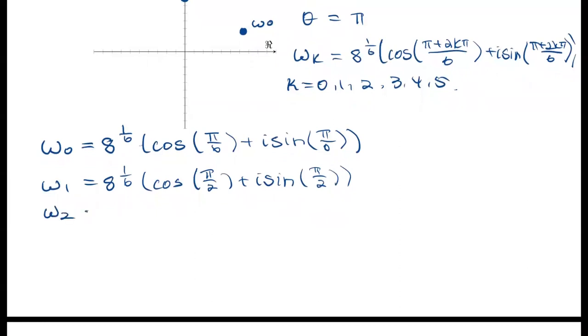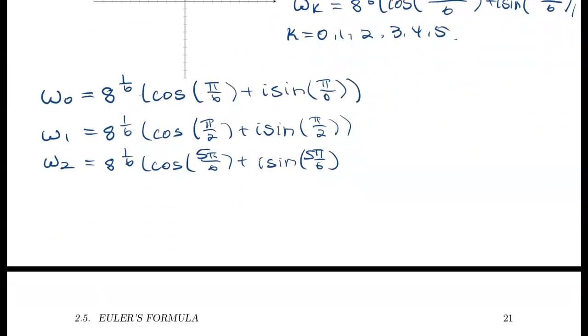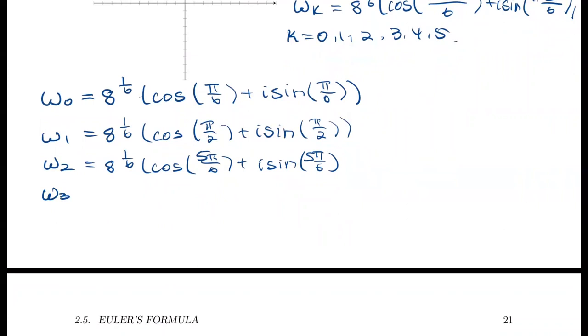W2 or omega 2 would be 8 to the power 1 over 6 cosine of 5 pi over 6 plus i sine 5 pi over 6. And so that would be approximately over here. Oh, maybe a little bit further down. Yep. Omega 3, you would also find something. So 8 to the power 1 over 6 cosine of 7 pi over 6.